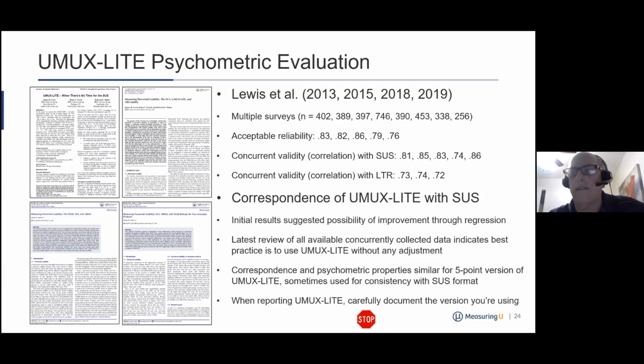If that item is inappropriate, you can just yank it out. Use a 9-item version of the SUS, adjust your scores properly so you can still get a 0 to 100 points, and nobody's going to know, nobody's going to care. If you publish it, you should mention that you made that modification.